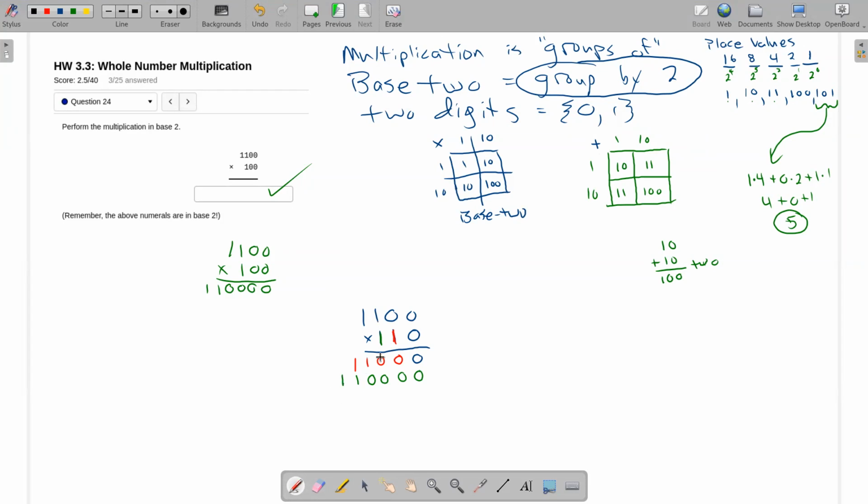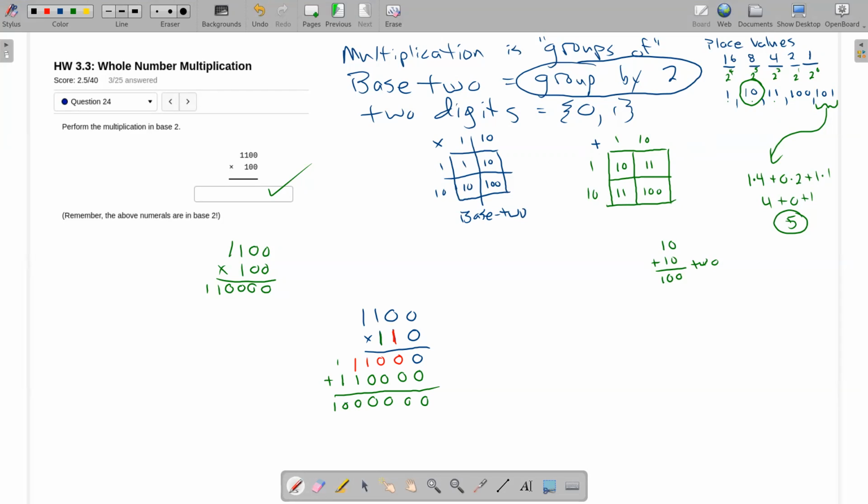Now this one's a little more complicated because now I have 2 rows that I have to perform addition on, so I get to practice my addition here. All right, 0 plus 0, no problem. 1 plus 0, no problem. Okay, first problem. 1 plus 1 is 2. How do we write 2 in base 2? It's a 1, 0. So 1 plus 1 is carry the 1, put the 0. 1 plus 1 is 1, 0.